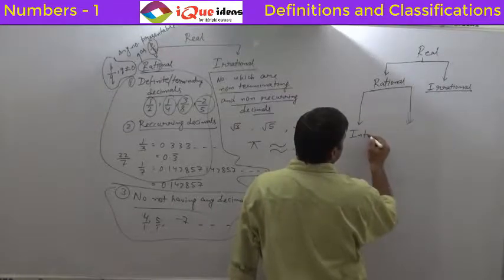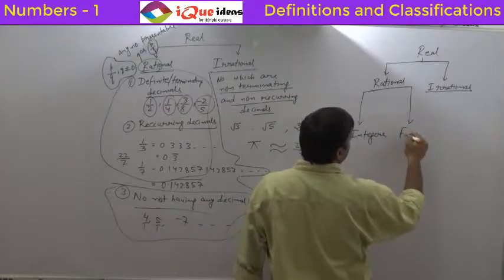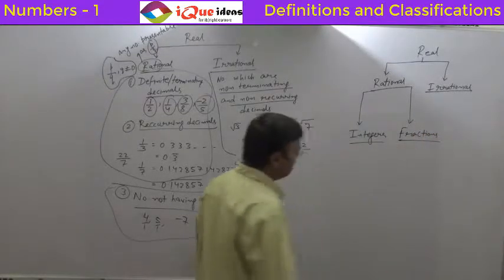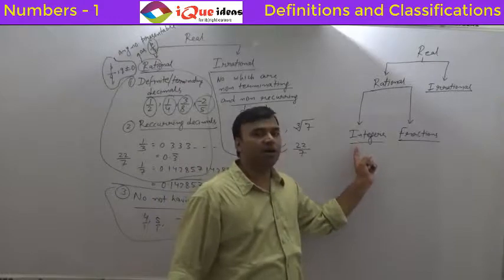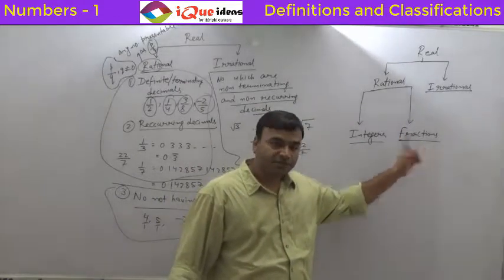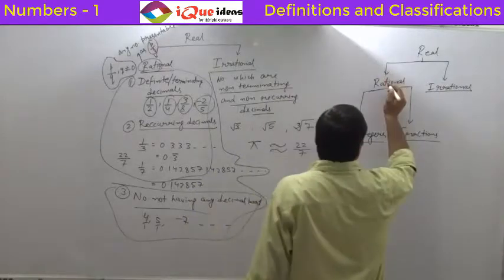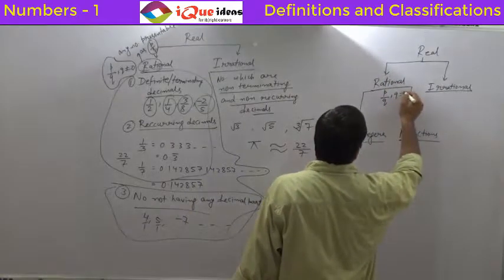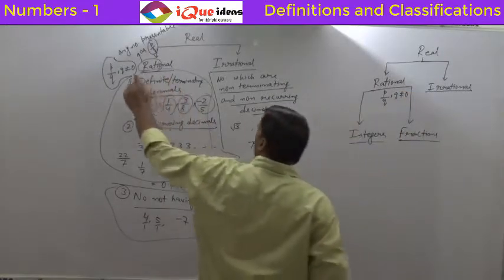integers and fractions. So we can say the numbers which do not have any decimal part are called integers. The numbers which have some decimal part are called fractions. Technically, we can also say any rational number can be presented in the form p by q, where q is not equal to 0. This is what we say about rational numbers.